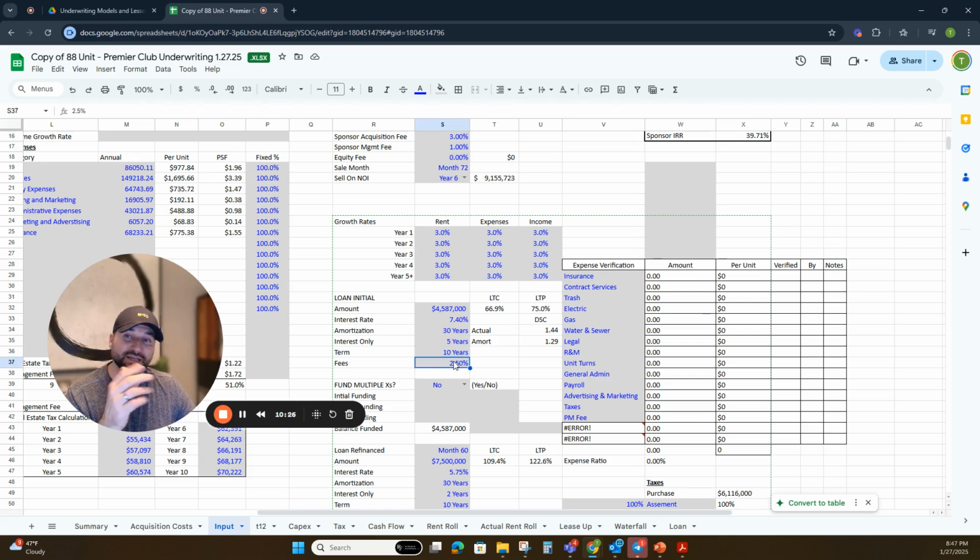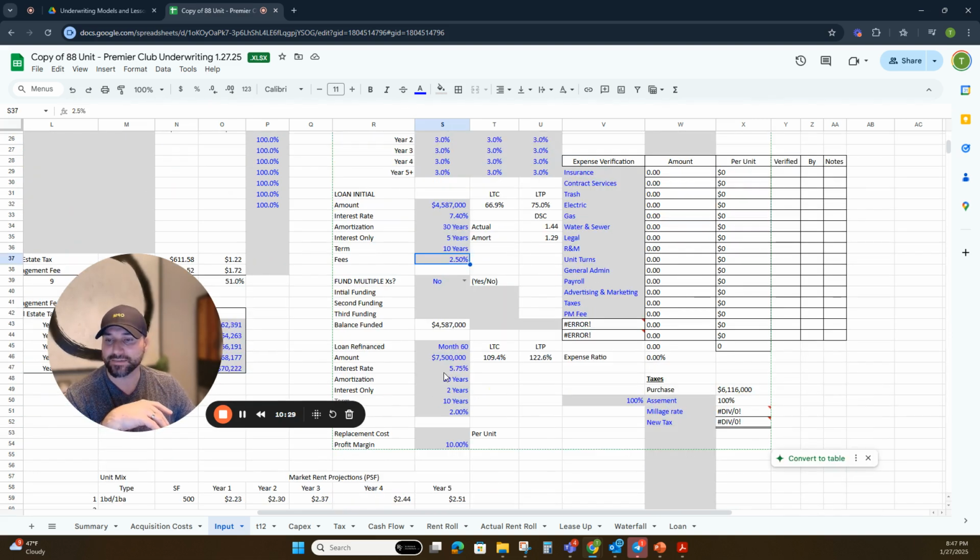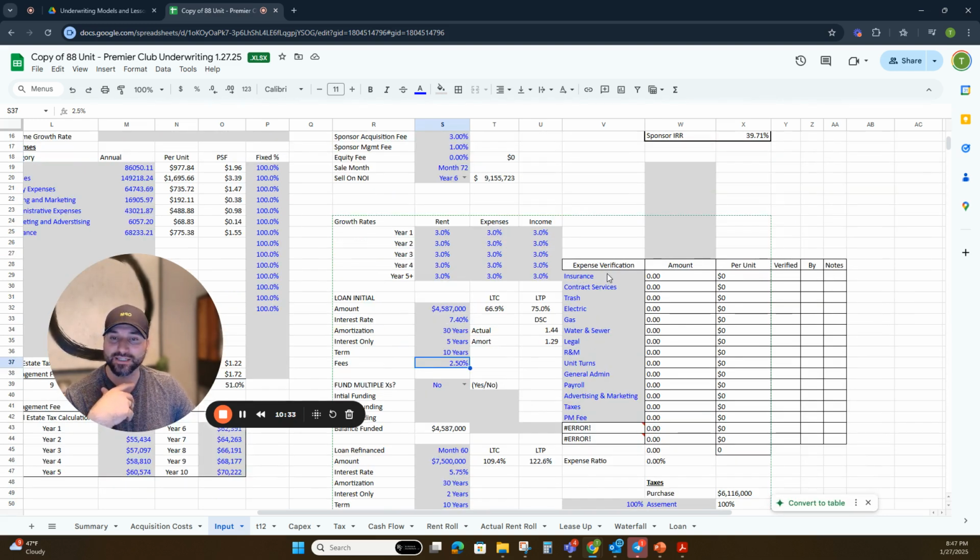10 years, and then fees, again, you can adjust this when you get the actual terms. Again, expense verification, make sure you verify everything.